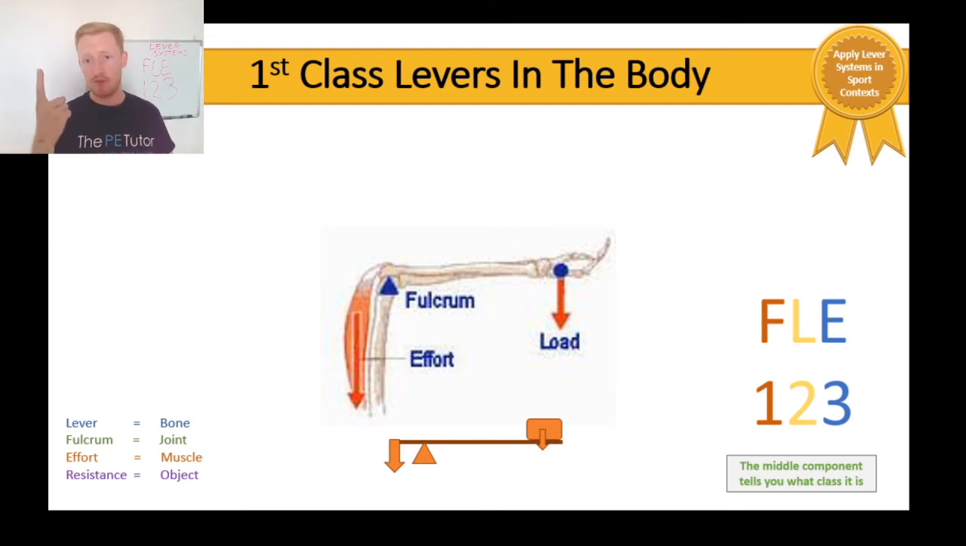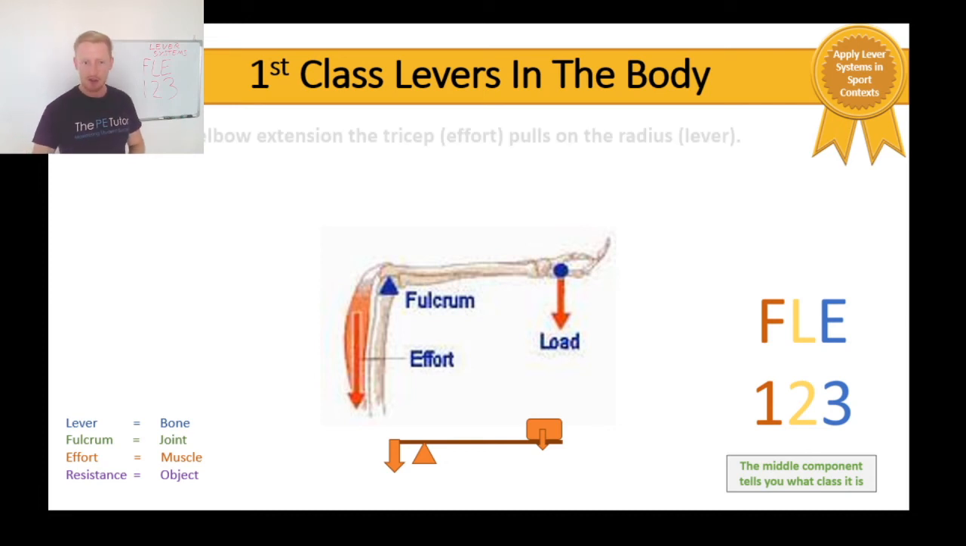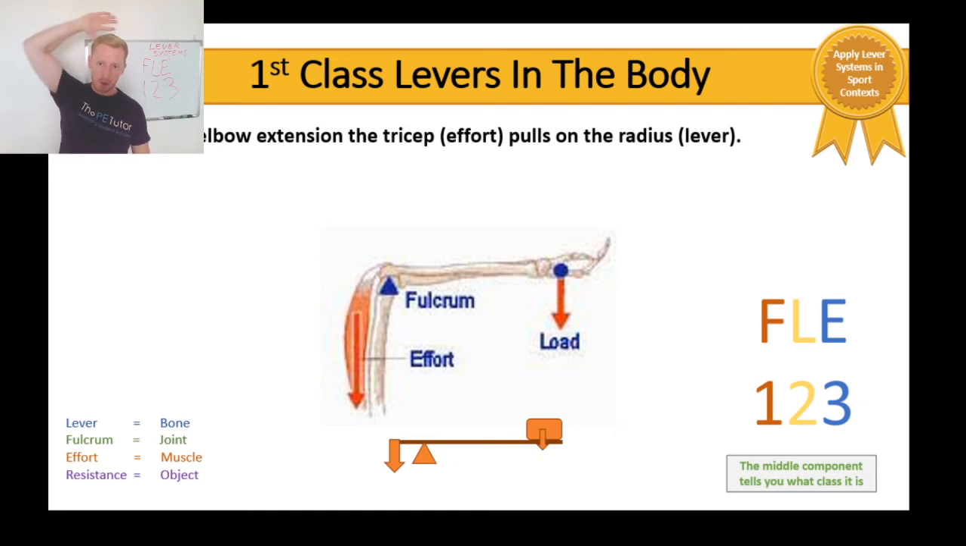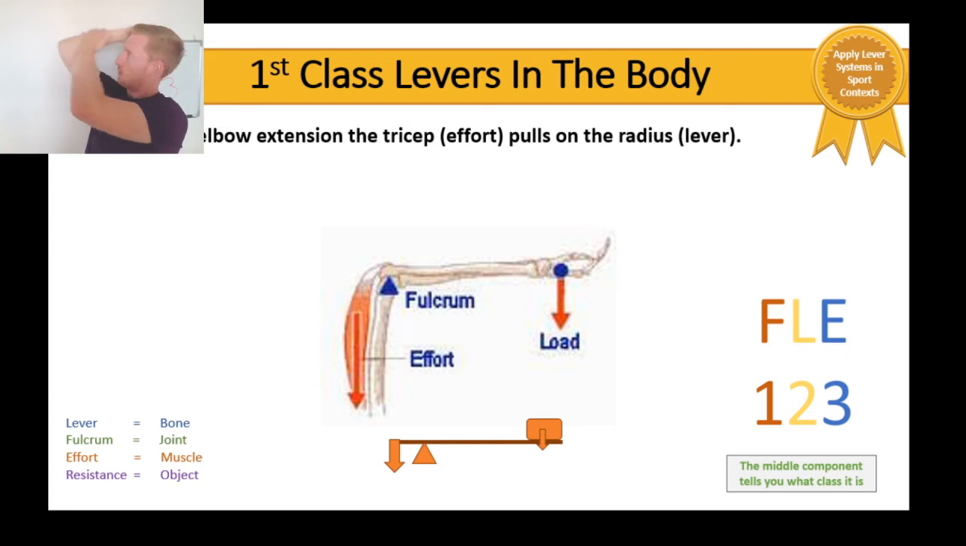So the first class lever systems, 1, 2, 3. First class lever systems, FLE 1, 2, 3. So fulcrum in the middle is a tricep extension. So in the elbow, okay, we're talking about here now. As the tricep pulls down, so this tricep contracts, it pulls on the lever, which is my radius. So that's my lever, and the tricep is pulling on the bone.